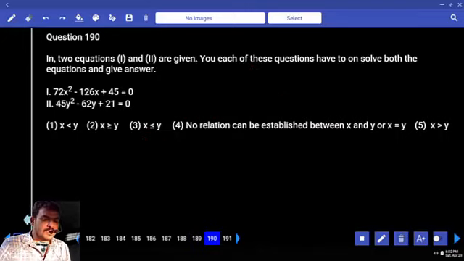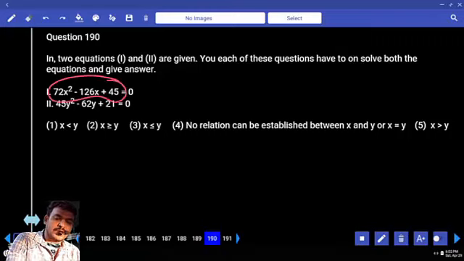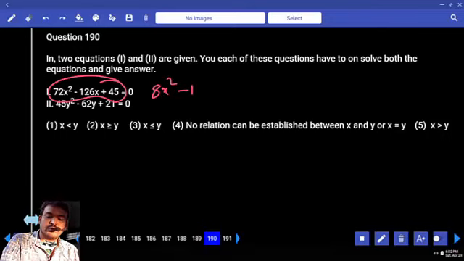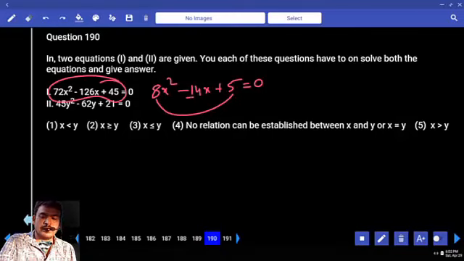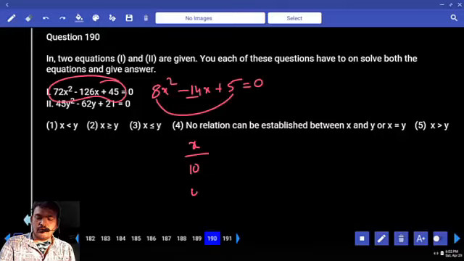Next, 190. 72x square minus 126x plus 45 equal to 0. The first equation, divide by 9. 9 how many times? 8 times, 8x square. 9 how many times? 14 times. 9 how many times? 5 times. Equal to 0. 8x square minus 14x plus 5 equal to 0. What is the product value? 40. Sum value minus 14, means x roots are 10 comma 4.